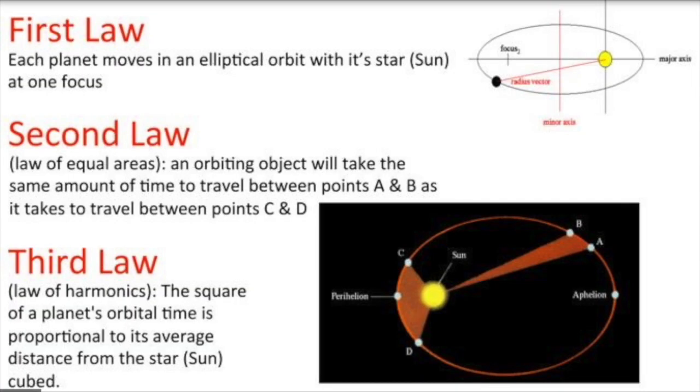Firstly, that planets don't all move in circles, they move in elliptical orbits. Secondly, when a planet is orbiting a star, it maps out equal areas in equal periods of time. And thirdly, and this is the one that we're dealing with just now, he discovered that the square of the planet's orbital time, the square of its period, is directly proportional to its mean radius cubed.